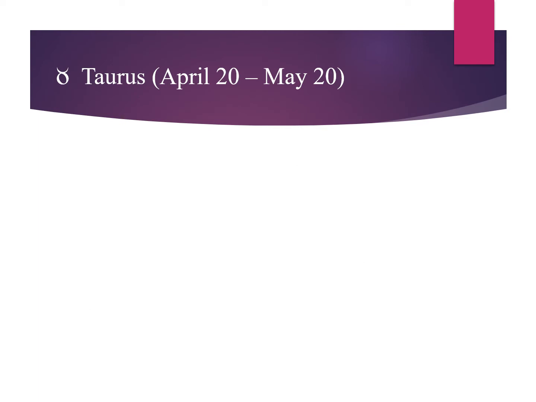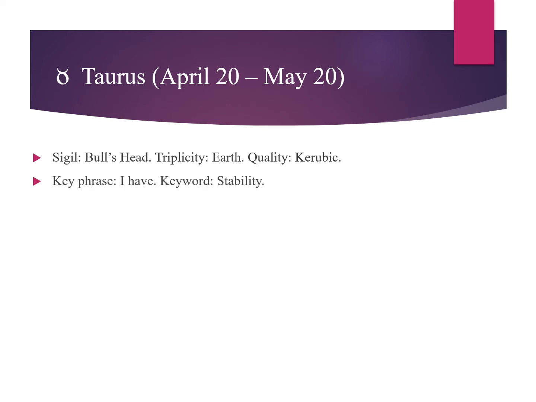Next is Taurus. Taurus, of course, is from April the 20th through May the 20th. The sigil for Taurus is a bull's head. So you can see the head with the horns on the sigil. Its triplicity is earth, and its quality is cherubic. Taurus's key phrase is "I have," and its keyword is stability.